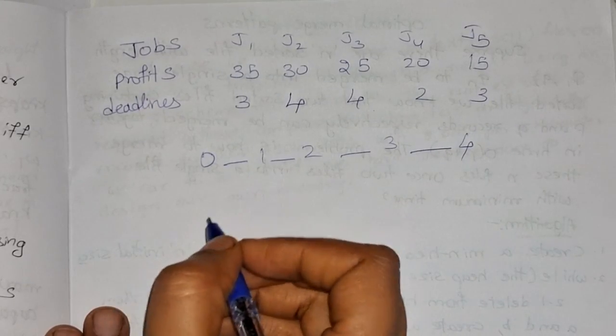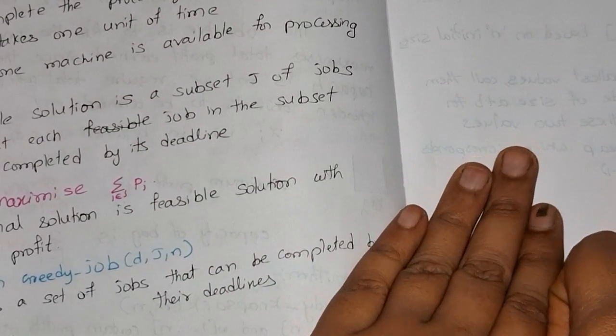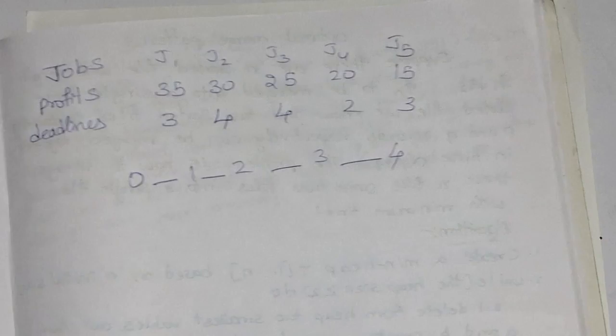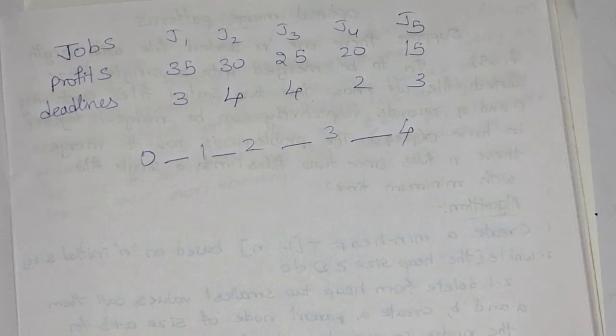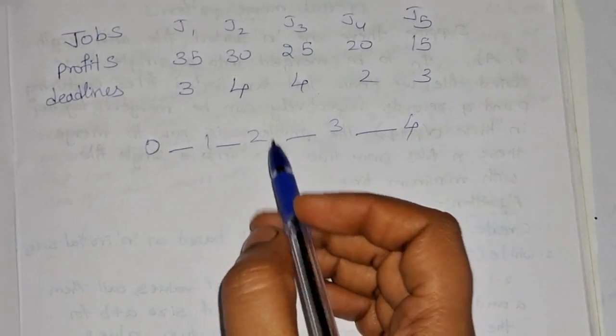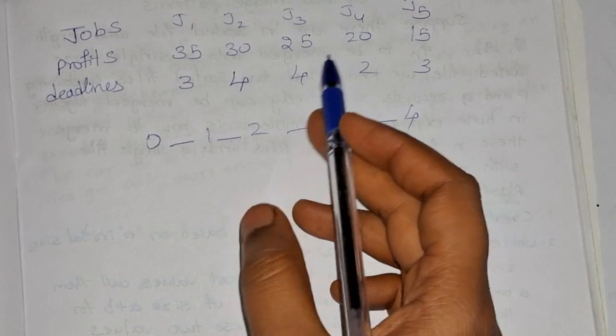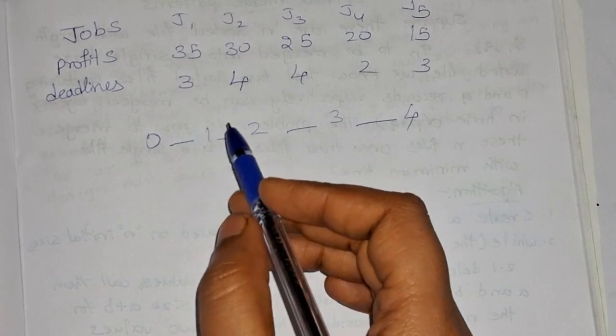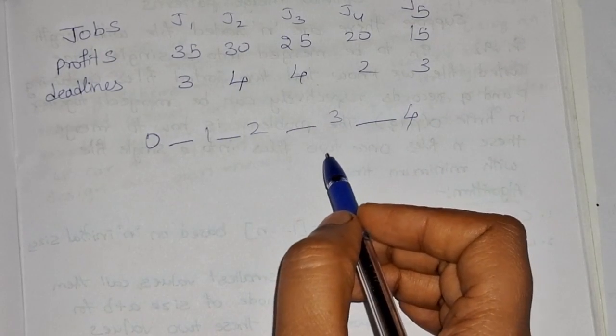Now we need to maximize the profit. There is a condition, right? We need to maximize the profit and we have to select jobs such that they maximize the profit. So first of all we will check what is the maximum profit here. We have to check each job here, right?